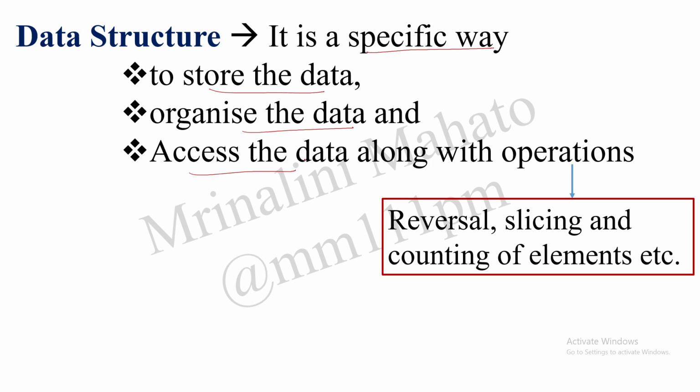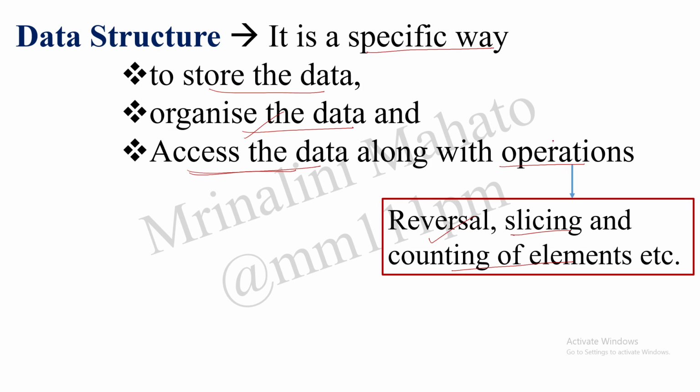To access the data. If you save the data but it will be of no use to you in future, then why would we want to save it, right? So whenever we store the data in a particular manner, definitely it will be used in future. So we access the data along with its operations. Which types of operations will it use? Reversing, slicing a part of that word or element, and counting of elements. Whenever we count the elements or display the elements, at those times we use these operations.